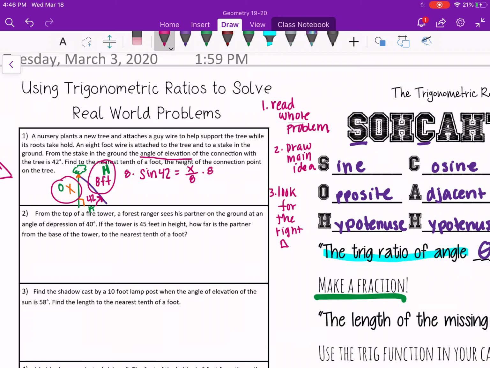And you guys should be using your app for that. 8 times sine of 42, and you should get x equals 5.4. Remember, if your calculator is not in degrees, then you're going to be getting the wrong answers. So go to mode in the top left corner, arrow down, and select degree.